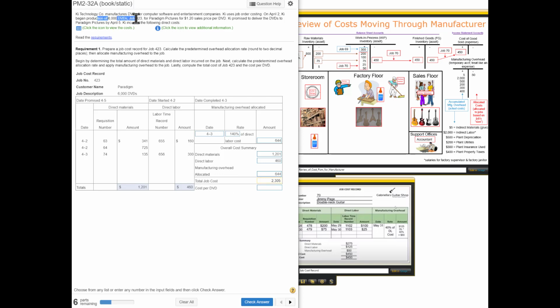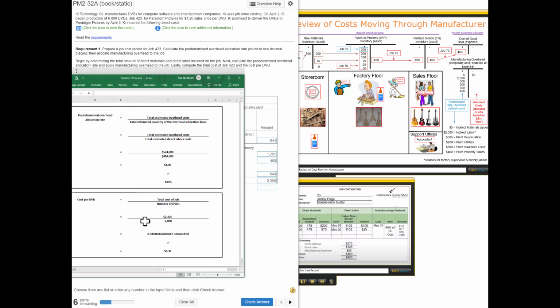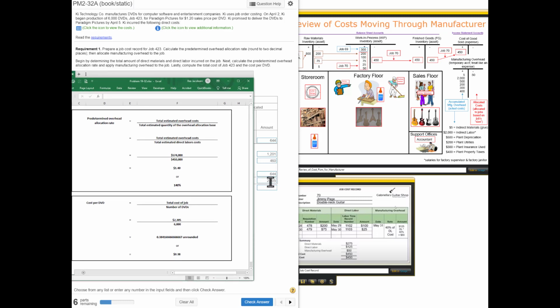So that was for 6,000 DVDs. So we need to calculate the cost per DVD. And I've done that in Excel too. So the cost per DVD is just take the total job cost, which we calculated right here, 2305, divide by the number of DVDs, 6,000, gives us 0.3841666666. And of course we had to round that to the nearest penny, and that gives us 38 cents per DVD.